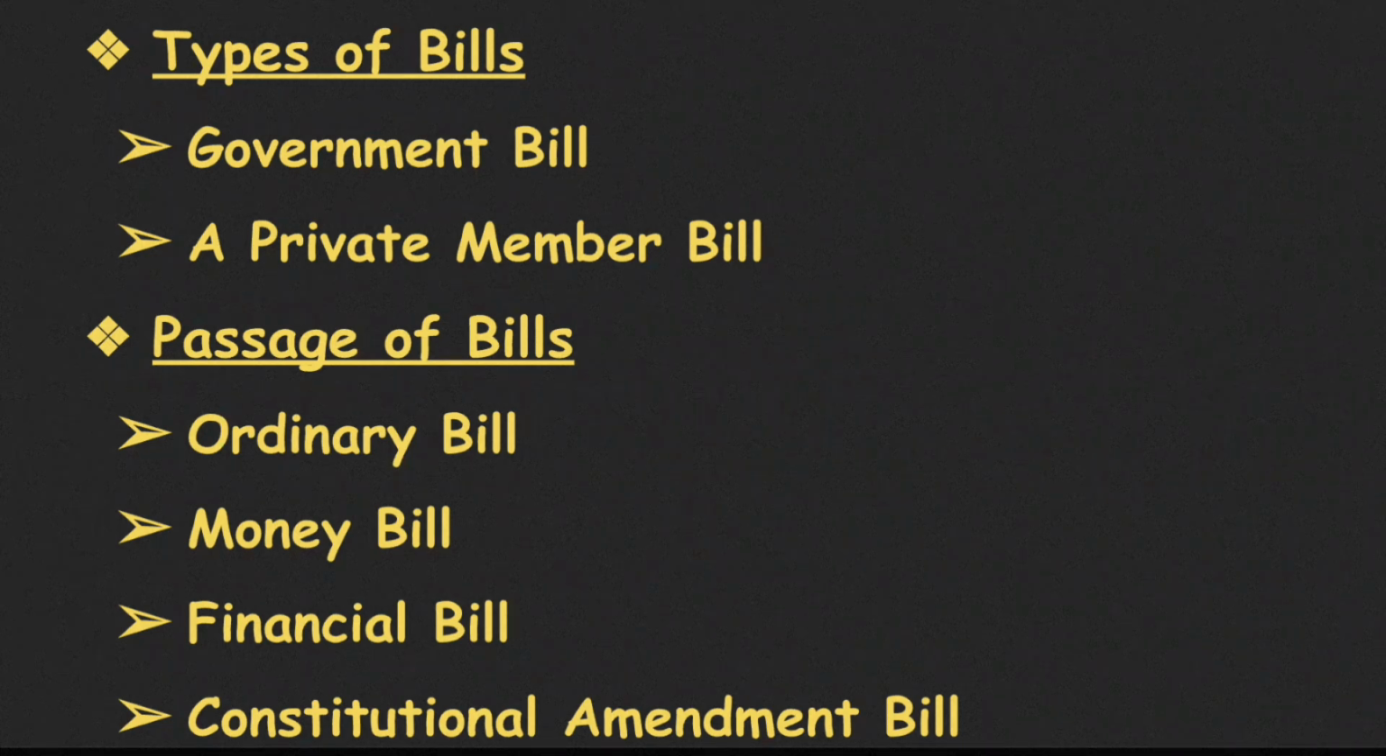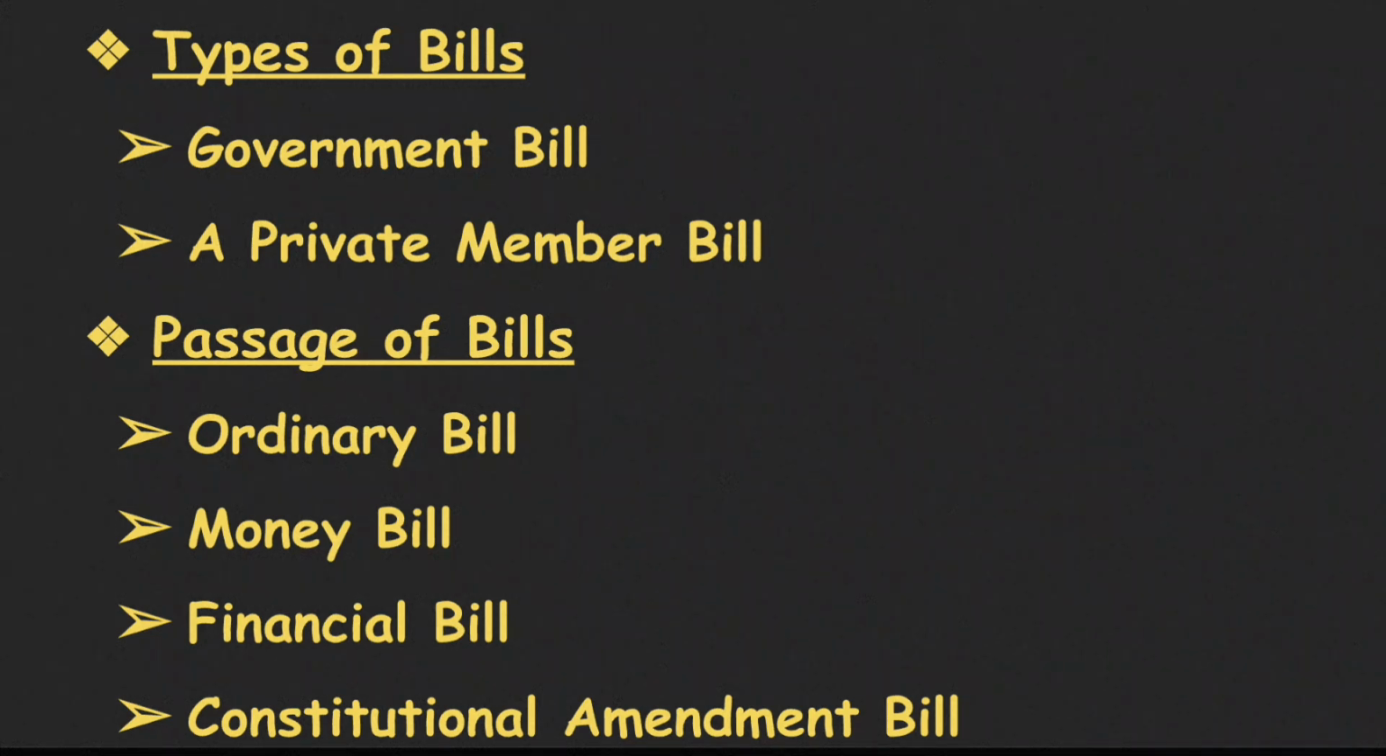Next, we should discuss the procedure for the passage of a money bill. A money bill can be introduced only in the Lok Sabha. It is clearly mentioned in Article 109. After it is passed by the Lok Sabha, the bill is transmitted to the Rajya Sabha, and the Rajya Sabha has to return the bill to the Lok Sabha with its recommendations within 14 days from the date of its receipt.